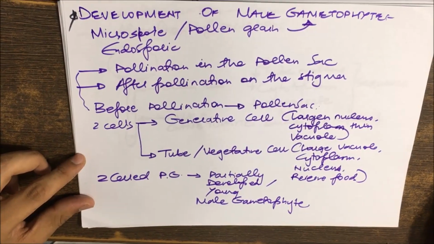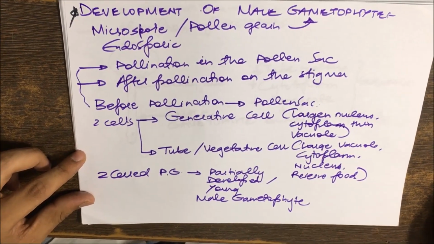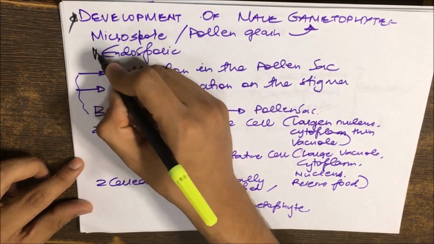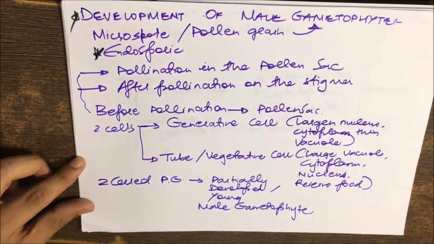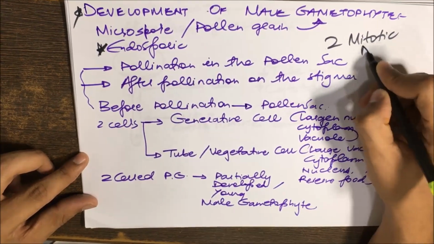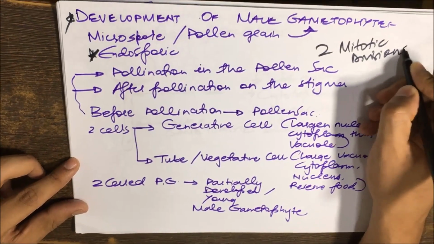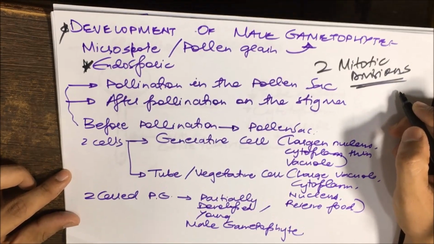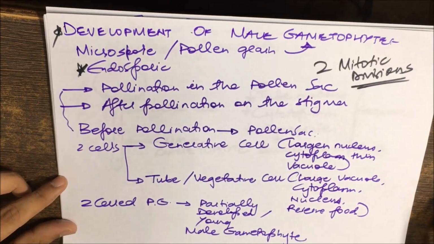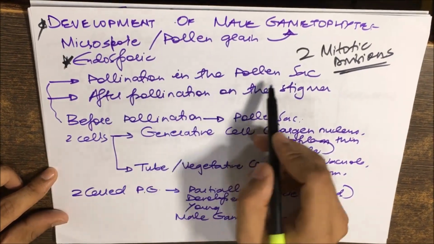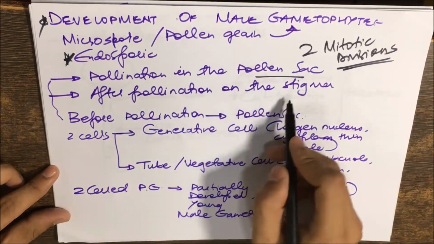The microspore or the pollen grain is the initial cell of the male gametophyte. The development of the male gametophyte is endosporic, that is, it occurs within the microspore. It involves only two mitotic divisions, wherein the number of chromosomes, or the haploidy, is maintained. It is completed basically in two steps. The first being before pollination, which occurs in the pollen sac, and the second being after pollination, which occurs on the stigma.